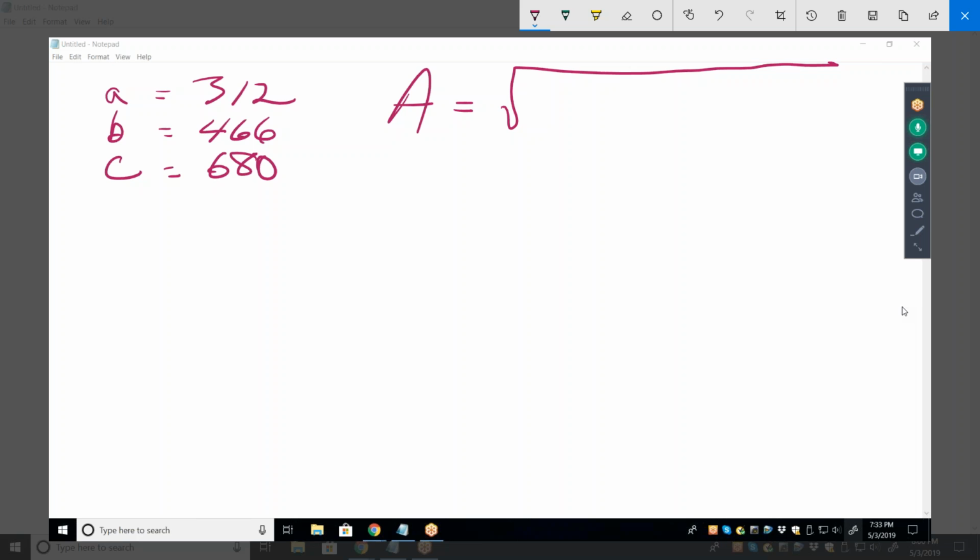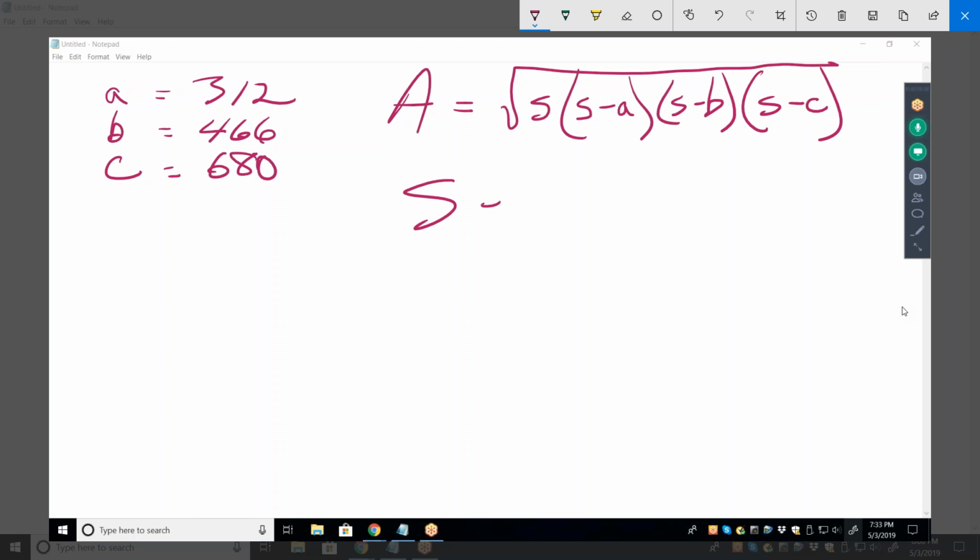All right, this is the one. It's the square root of s times s minus a times s minus b. Not really that hard to memorize. I don't know why I have problems with it. Where s is the semi-perimeter. Okay? So what's the perimeter?